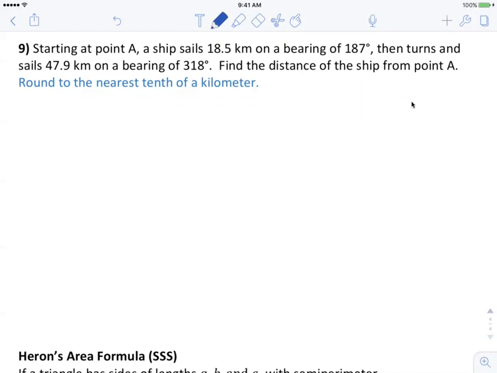Starting at a point A, the key on this one is getting the picture right, because there's a little geometry involved. So a ship sails on a bearing of 187 degrees. Let's just stop there and see if we can get that. What I like to do on these is draw a compass, like north, south, east, west. So this is due north right here, right? And if you're going 187 degrees, remember bearing is always measured clockwise from due north.